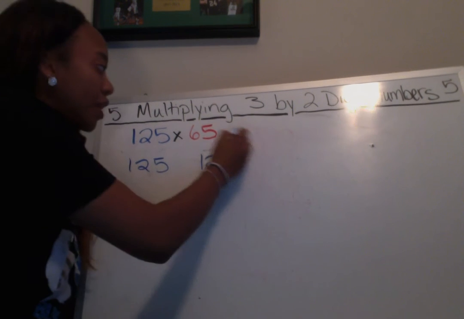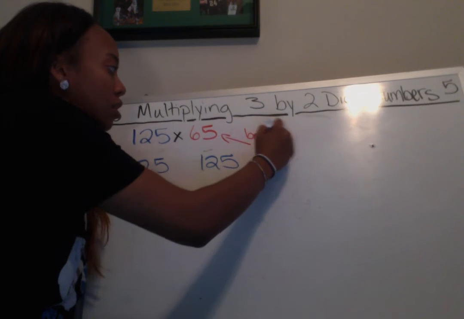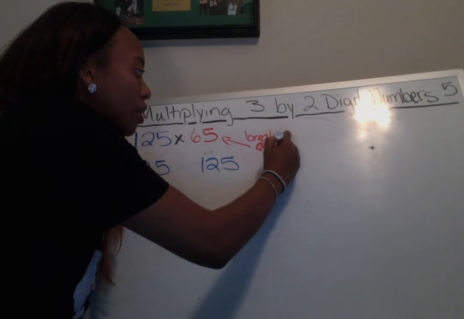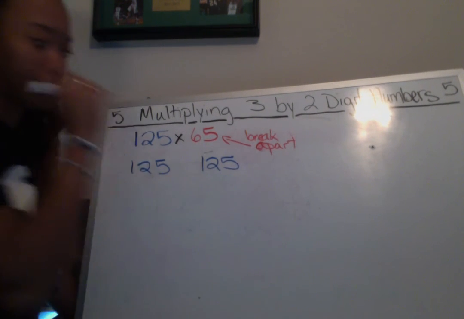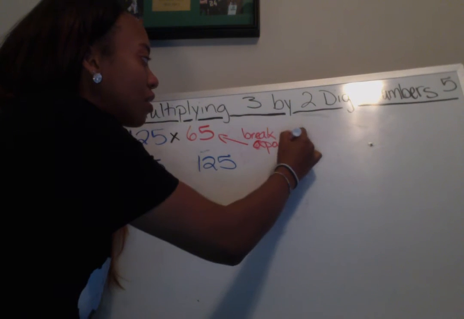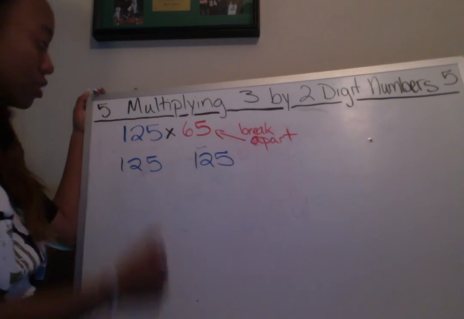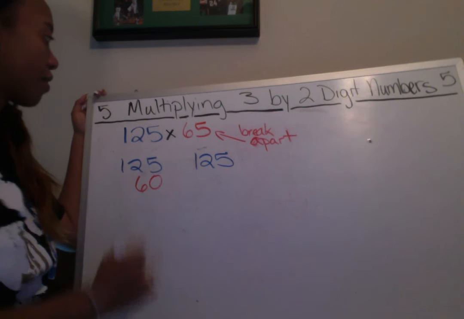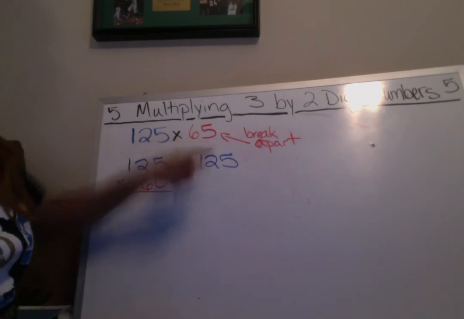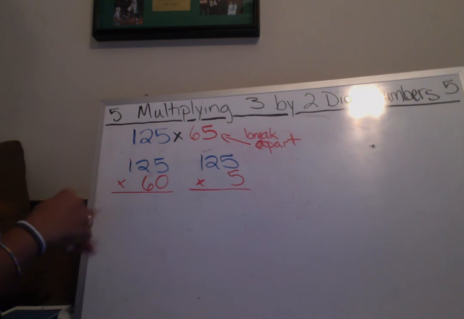Now you're going to break apart this number. Break apart. A-P-A-R-T. Starting with the 6. The 6 is in the tens place, so I know I have 60 there. 5 is in the ones place, so I know I have 5 there.